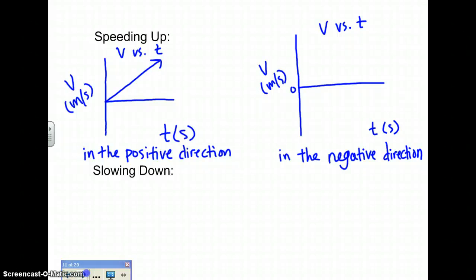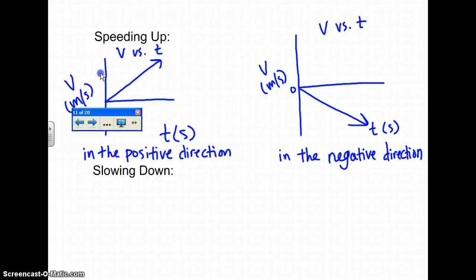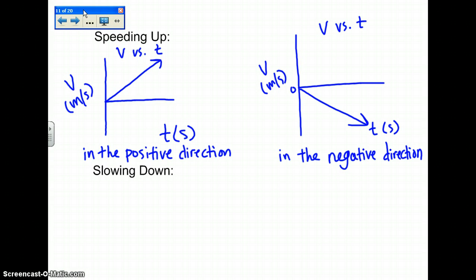If I was speeding up in the negative direction, don't think about how you're traveling, okay? This is negative. So negative implies that you would be down here, and you are speeding up. The numbers are getting bigger. You're not moving at a constant, like a flat line across here. You're speeding up, it's just now it's in the negative direction. All right, so now let's look at some slowing down stuff.